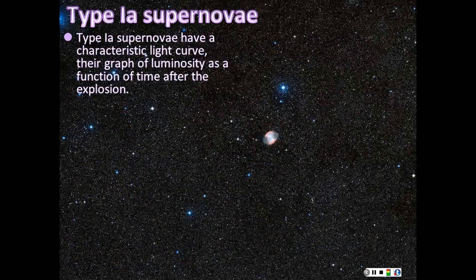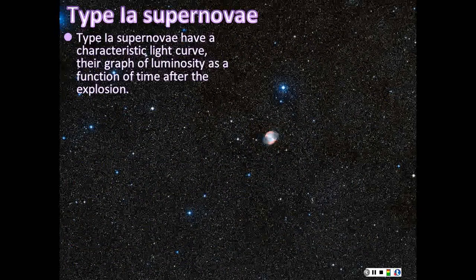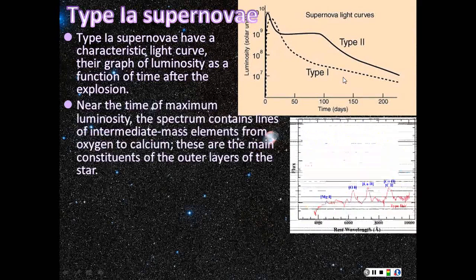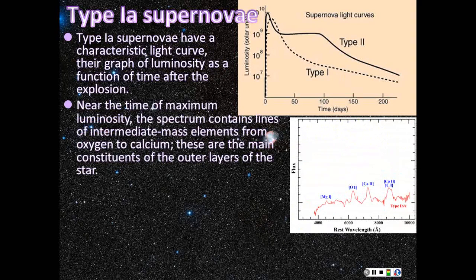Now, we've already talked about this when we talked about the distance ladder. Type 1a supernovae have a characteristic light curve. So basically here I've got time in days, and I've got this luminosity. And you can see that Type 2s and Type 1s are similar in luminosity, but a Type 2 has a different shaped light curve compared to a Type 1. And it's the shape of this light curve that we can use as a standard candle, which I'll come back to in a second.